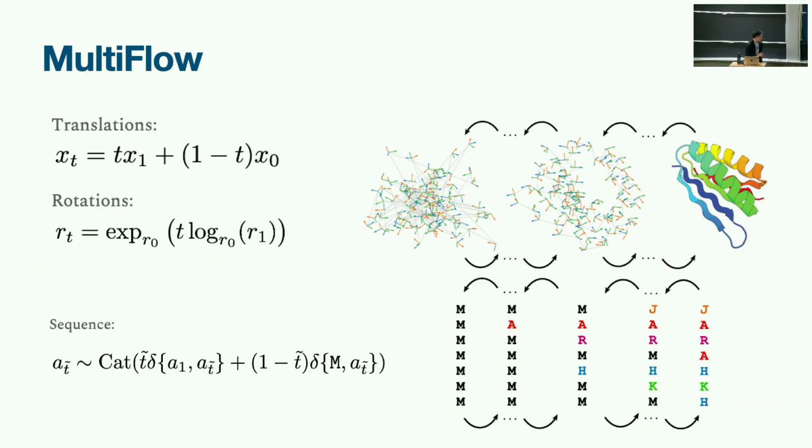What I was working on last year was coming up with a formulation and an algorithm to do this. The algorithm we came up with was Multiflow, a flow matching algorithm over translations, rotations, and also the sequence. I described the translations and rotations previously, but the sequence part is new, where you have to describe a flow matching algorithm over discrete spaces. It technically has all the same principles as in continuous space, but also requires some new developments to make it work.